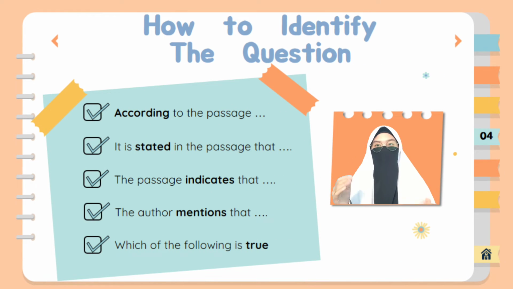Okay, first, how to identify the question. Usually the question will be followed by a sentence like this. The first one, according to the passage, it is stated in the passage that, the passage indicates that, the author mentioned that, the last one, which of the following is true.